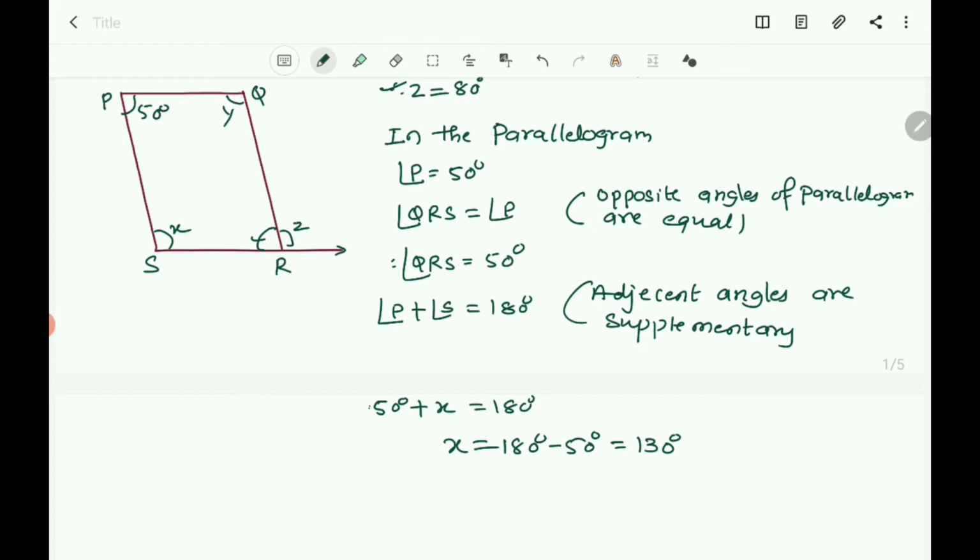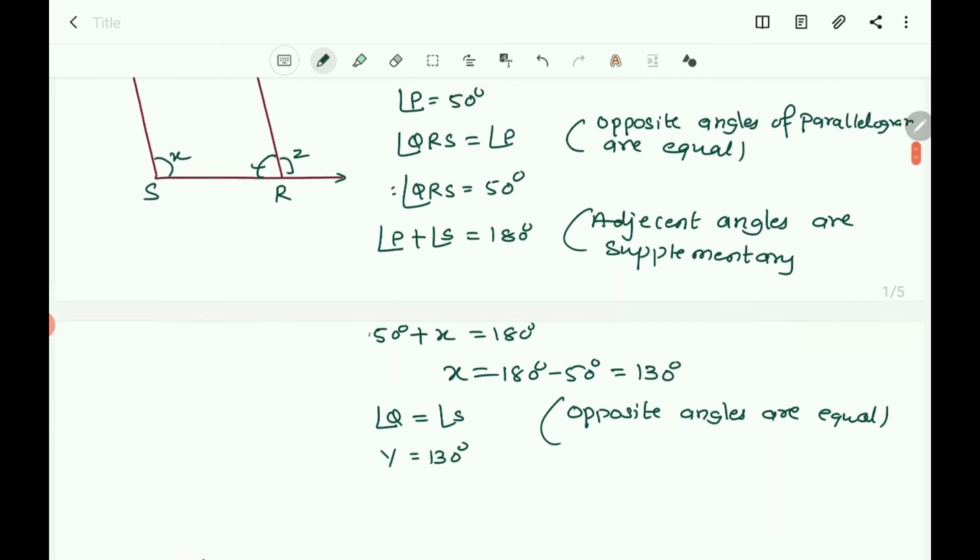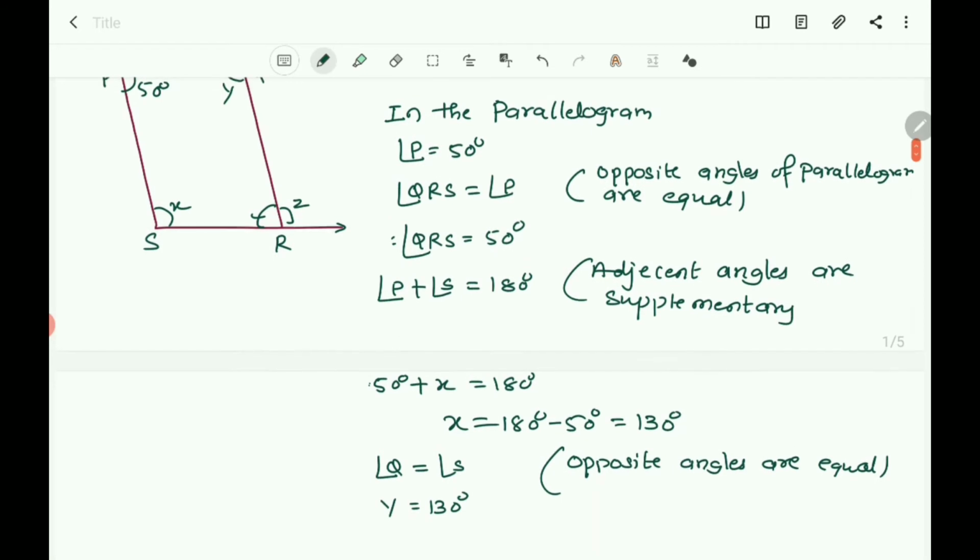Next, you know that y must be equal to x. That is, angle Q is equal to angle S. You know the reason: opposite angles are equal. Therefore, you can write here y is equal to angle S, that is x. That is how much? 130 degrees. Y is also 130 degrees. You got x and y.